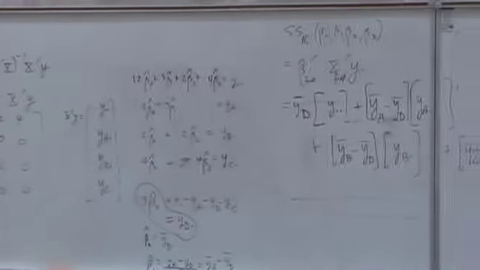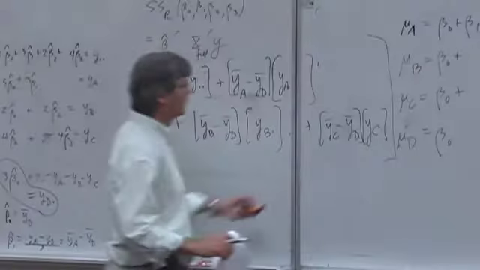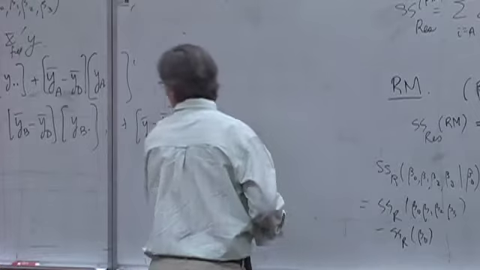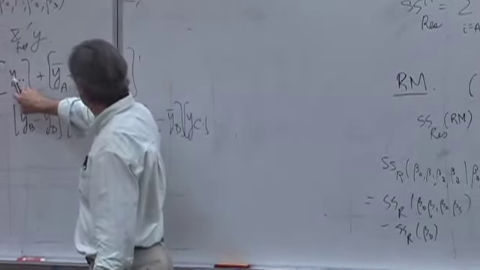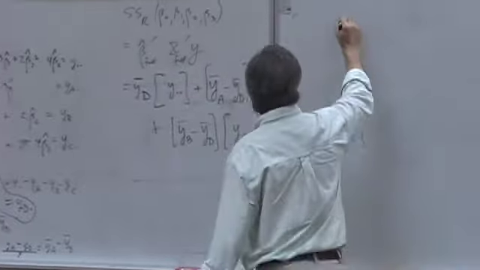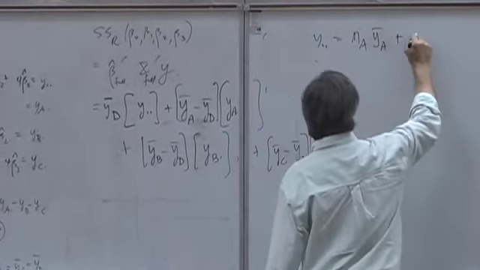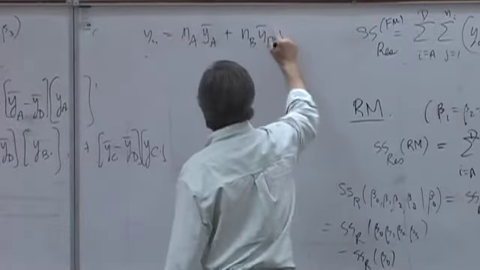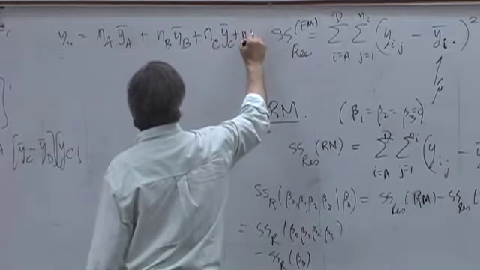Okay, and so you actually get a formula for it. And the way you can do that is write down y double dot. So y double dot is N A times y A bar plus N B times y B bar plus N C times y C bar plus N D times y D bar.